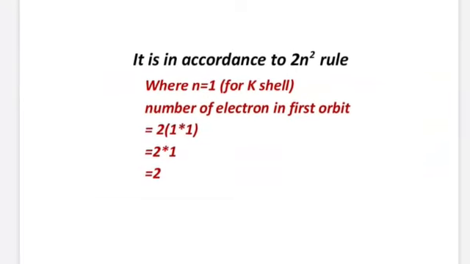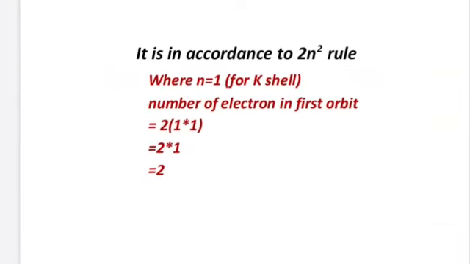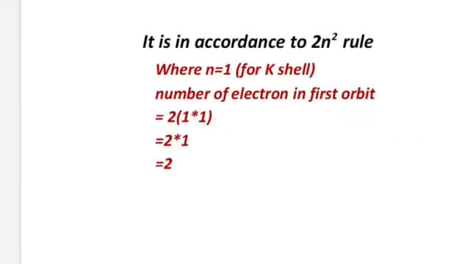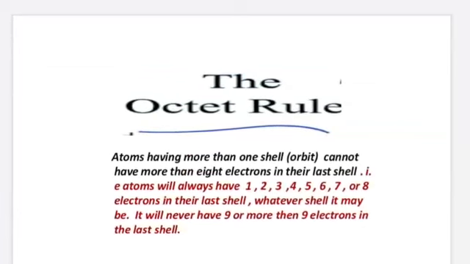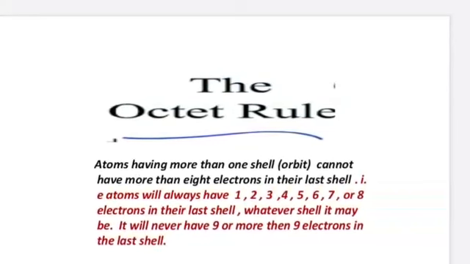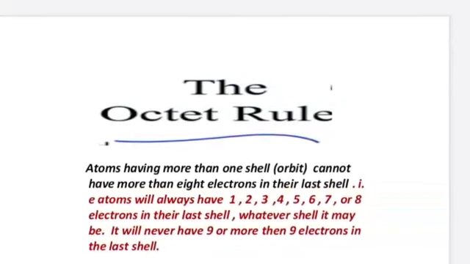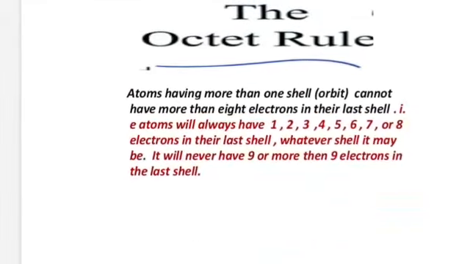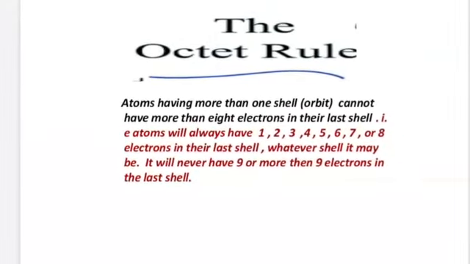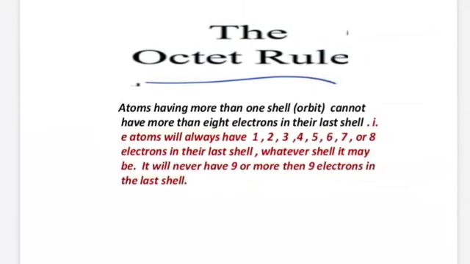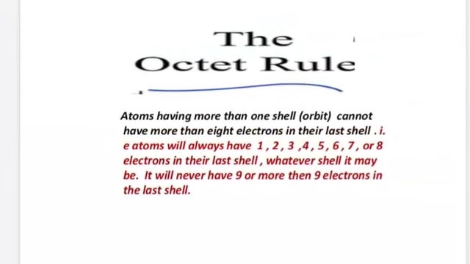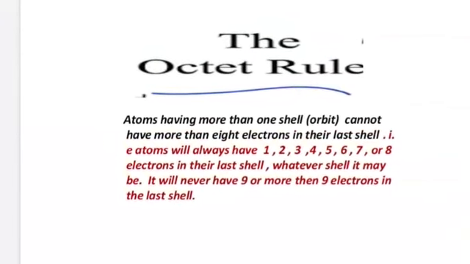It is in accordance to the 2n square rule, where n is equal to 1 for K shell. Therefore, the number of electrons in the first orbit will be 2. The second rule is the octet rule. According to this rule, atoms having more than one shell cannot have more than 8 electrons in their last shell. So, this means that atoms will always have 1, 2, 3, 4, 5, 6, 7 or 8 electrons in their last shell. It will never have 9 or more than 9 electrons in the last shell.